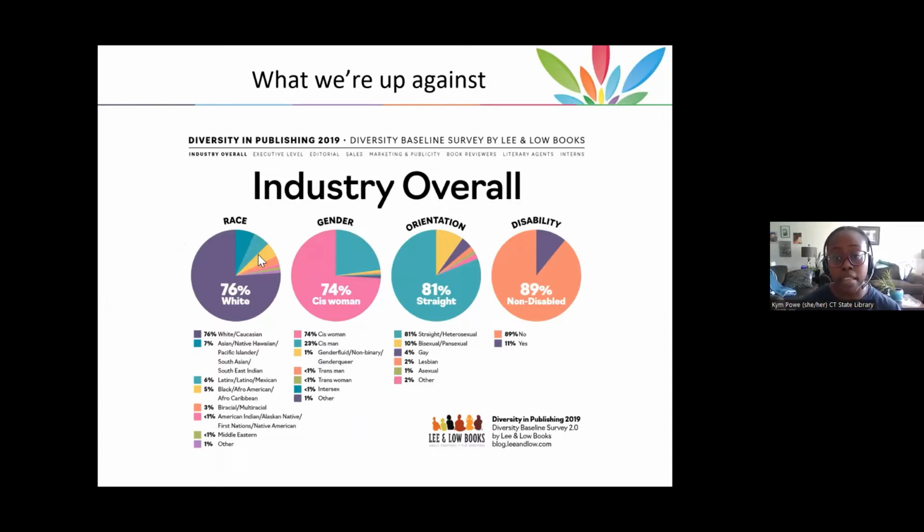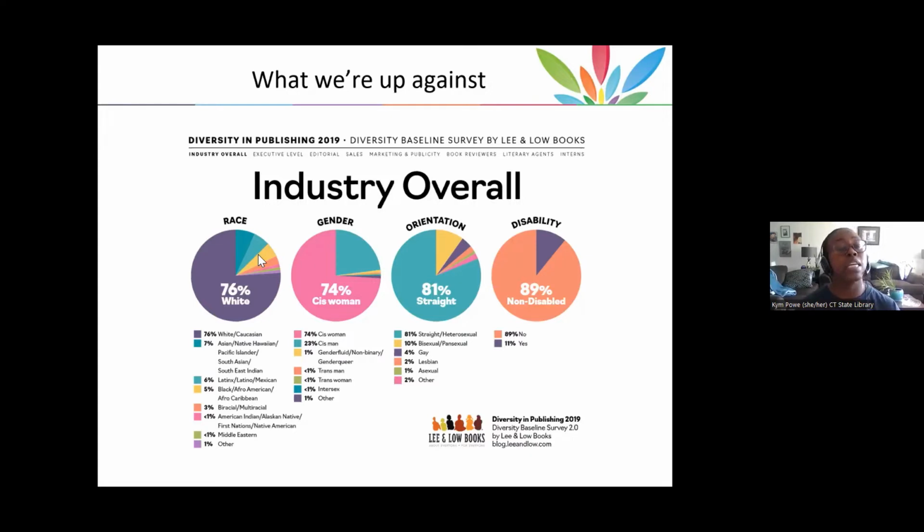And like I said, these are all hyperlinked, but in the hyperlink specifically for this image, if you click there, it'll take you to the Lee and Low website where there are actually 7 other charts. So the 7 other charts look at the publishing industry in these same breakdowns: race, gender, sexual orientation, and disability. But it looks at them on the various levels within the publishing industry.